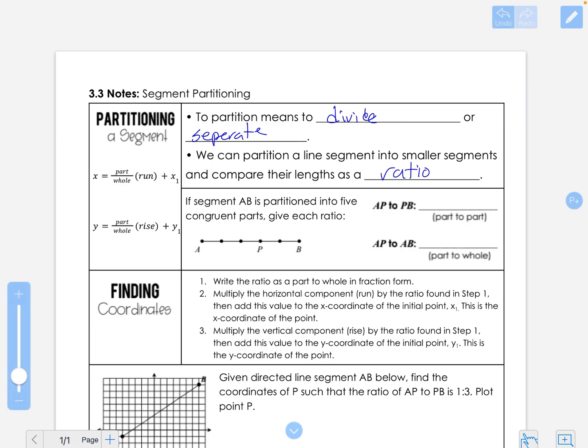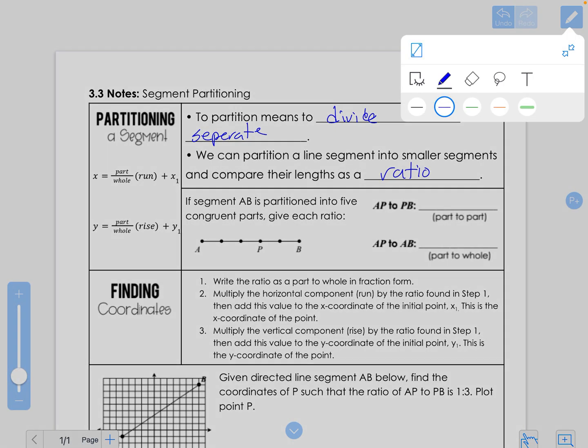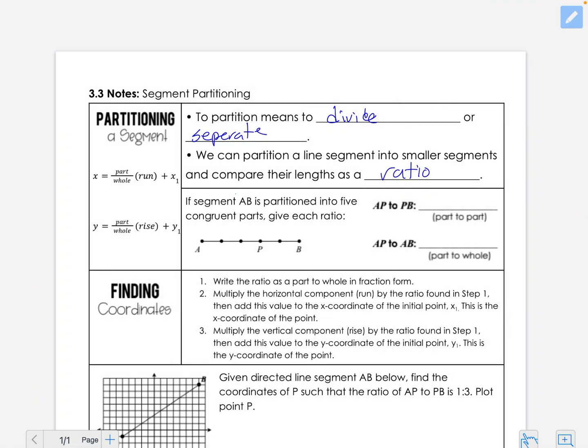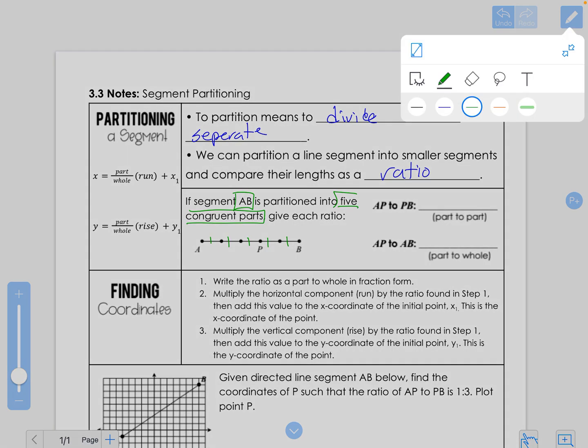If we're looking at this first example here, we have line AB. If we were to partition it into 5 congruent parts, they went ahead and divided the line into 5 congruent parts. Remember, we mark congruent with a line, so all 5 of those sections are equal. We talk about partitioning segments 2 different ways, and it's important to understand the difference.